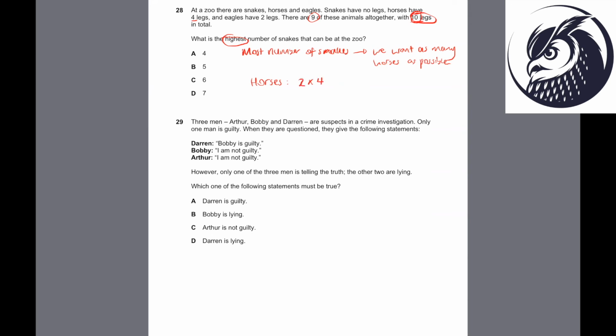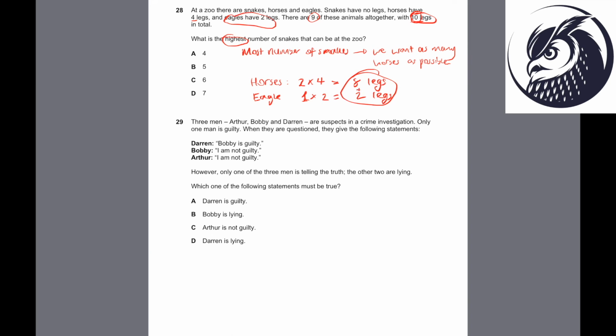And 2 horses will contribute 8 legs. Okay, and so that means there's 2 more legs that we need to get a total of 10. And what has 2 legs is an eagle, right? So that means we just need 1 eagle to contribute the last 2 legs, and we get our total of 10, right? And the remaining animals can just be snakes, and snakes obviously have 0 legs. So we've already met our leg requirement, 10, in total.